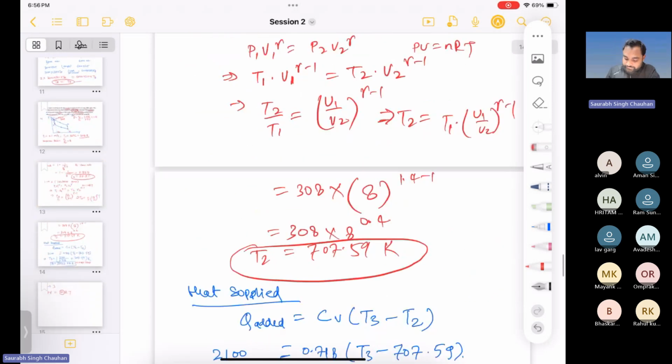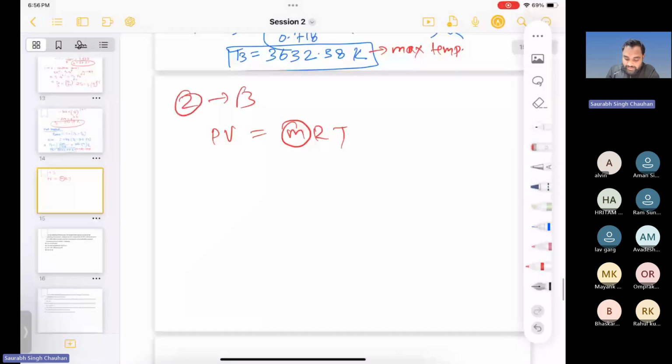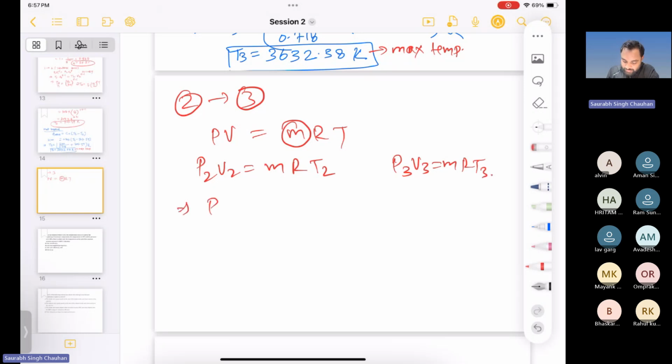So you can use this equation for point 2 and point 3. For point 2 it will be P2 V2 is equal to MR T2, and for point 3 it will be P3 V3 is equal to MR T3. Correct? So what you have? You have MR is equal to P2 V2 divided by T2 is equal to P3 V3 divided by T3. Right?